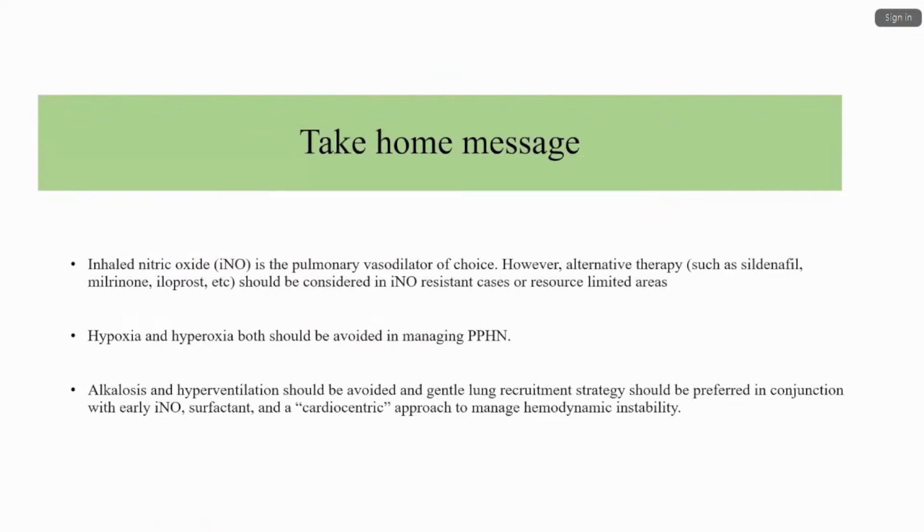So take-home message is INO is the pulmonary vasodilator of choice. Hypoxia and hyperoxia both should be avoided in PPHN, and alkalosis and hyperventilation are also to be avoided.